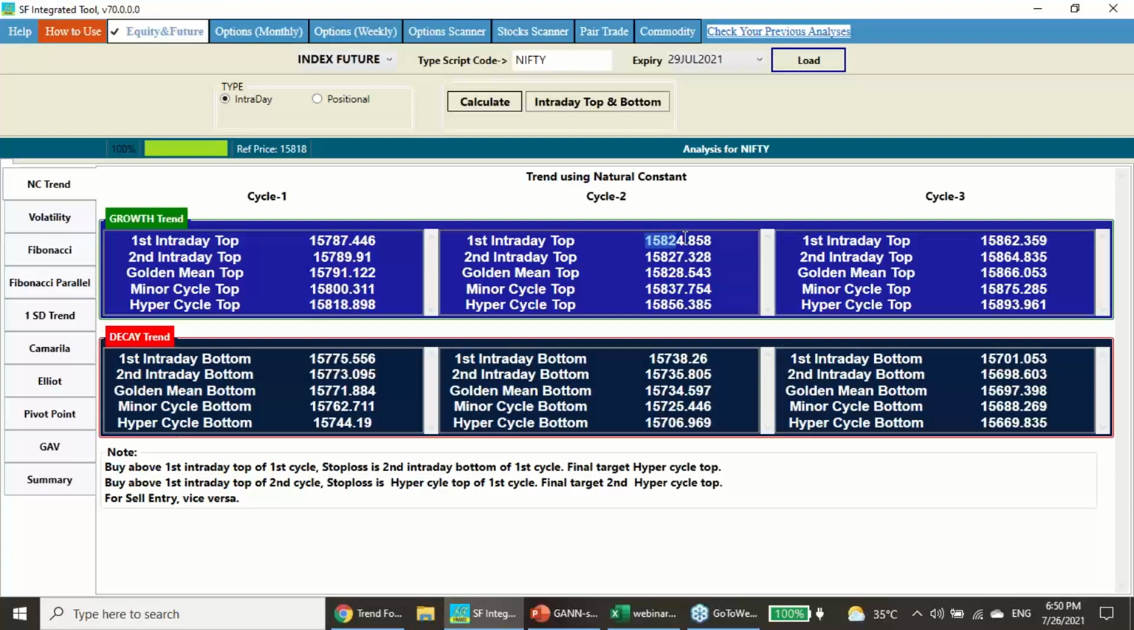Once that crossover happens, you watch out for 15,824. And 837 crossover will take you to 856 in no time. Your stop loss will be 15,812. Once you are entering the third cycle, second cycle, the hyper cycle top will be your stop loss. So you can utilize this method. Those who are using the software can utilize this in a great way.